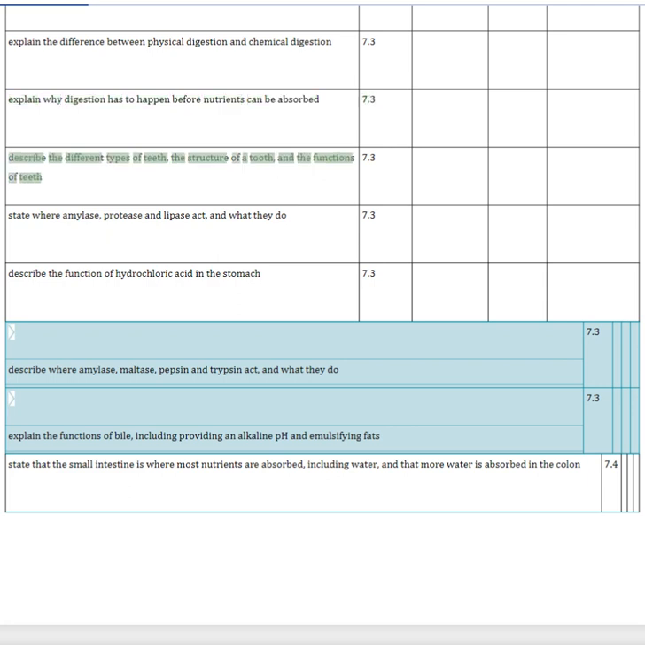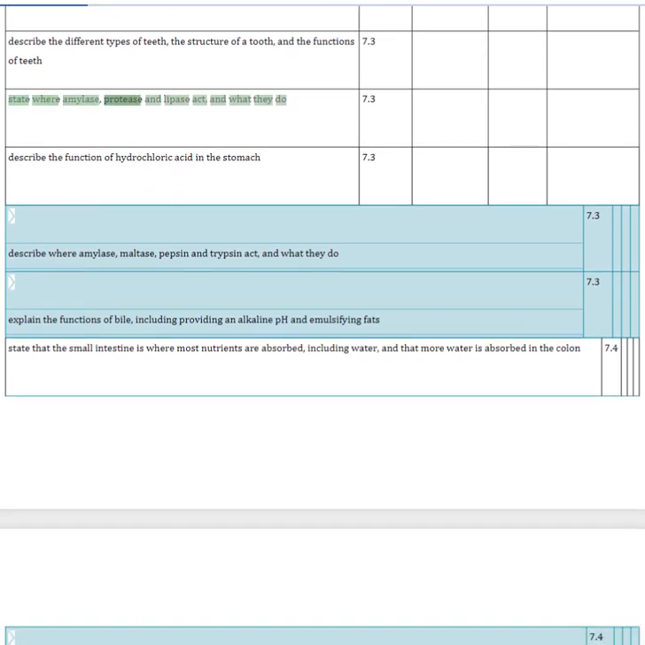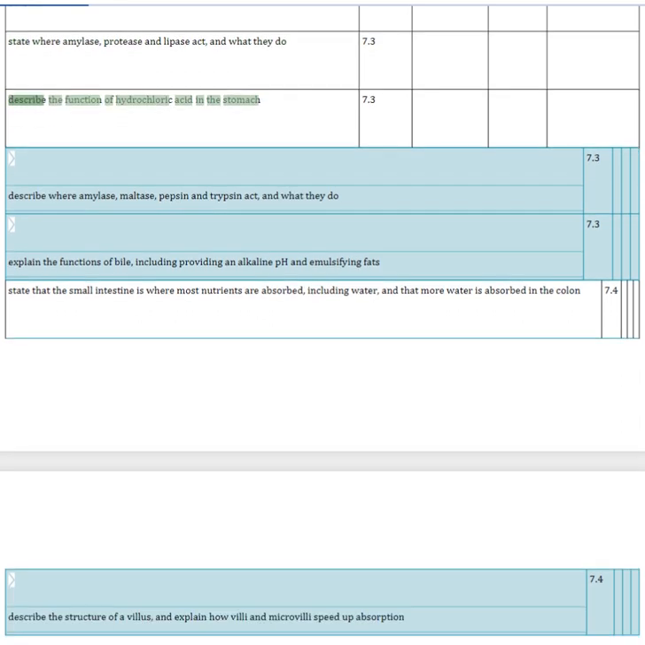7.3. Describe the different types of teeth, the structure of a tooth, and the functions of teeth. 7.3. State where amylase, protease and lipase act, and what they do. 7.3. Describe the function of hydrochloric acid in the stomach.